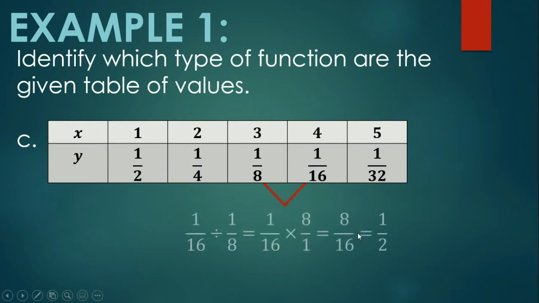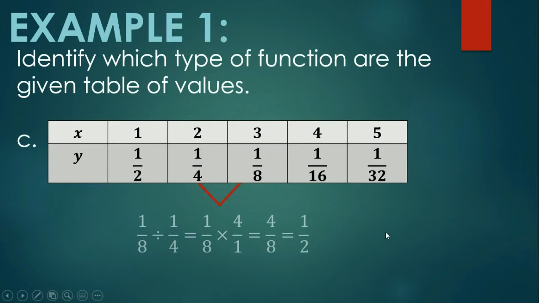Pangalawa naman na pair, 1 divided by 16, 1 all over 16 divided by 1 all over 8. So we have 1 all over 16 times the reciprocal, which is 8 all over 1. 1 times 8 is 8. 16 times 1 is 16. So if we simplify this, we have 1 half.